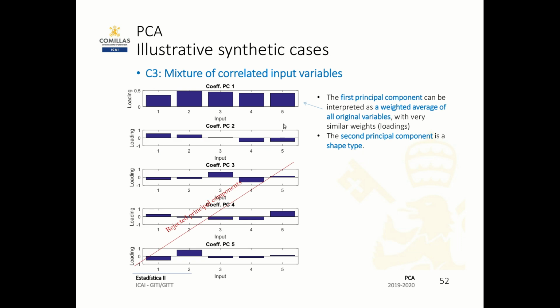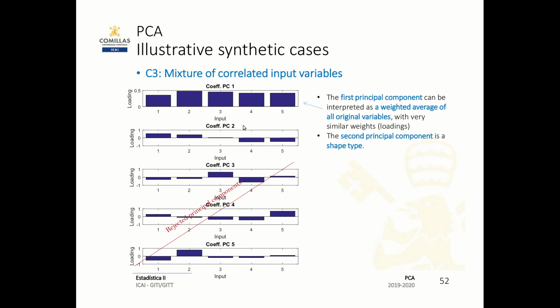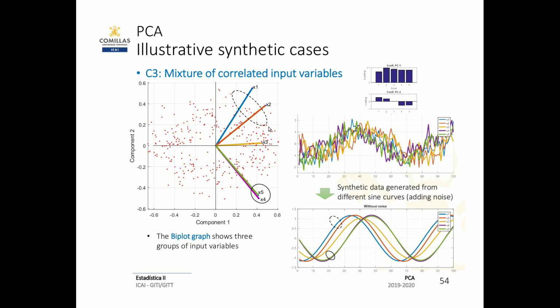Then we will keep only the first two components. The first component is a weighted average, and the second component is a shape component. Then we have the input variables and the reconstruction from the first and second principal components. They are not exactly the same as the input, but they represent the input data very well. And in the B plot we can see that x1 and x2 are very much correlated to each other, as are x4 and x5, and x3 is a little bit independent.